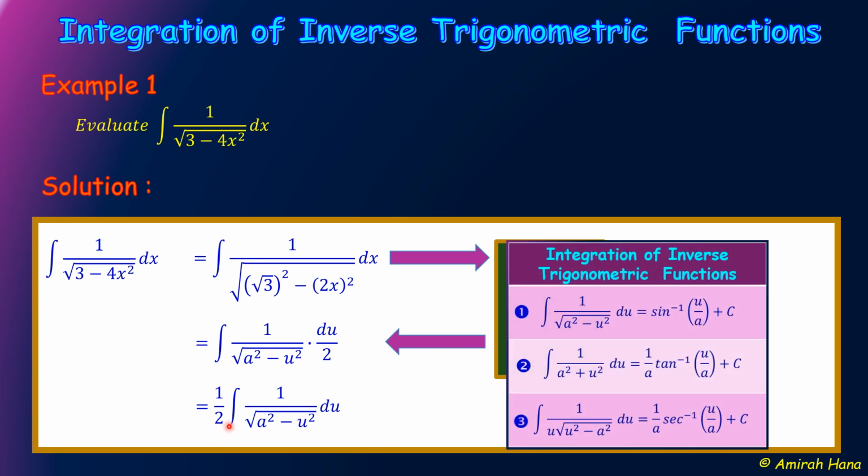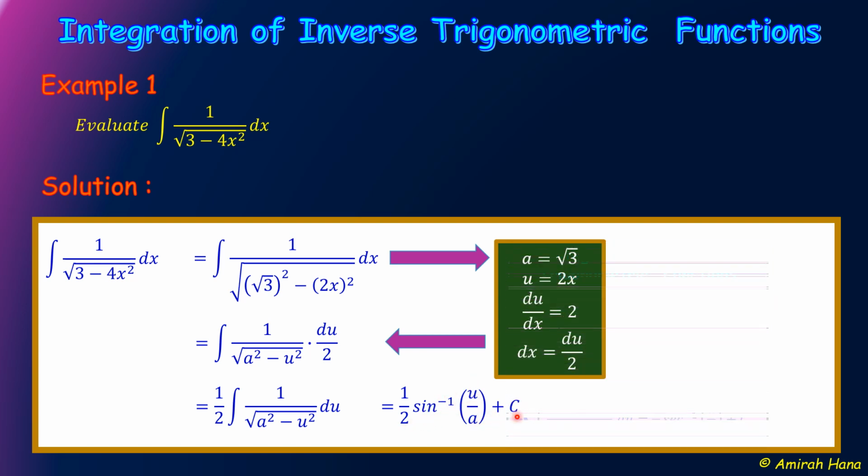And then we can refer to the integration of inverse trigo functions. When we compare with this formula, it is similar to formula number 1. When we integrate 1 over square root of a squared minus u squared du, the answer equals inverse sine u over a plus c. So we can apply it here. We still have half here, and when we integrate, the answer equals inverse sine u over a plus c.